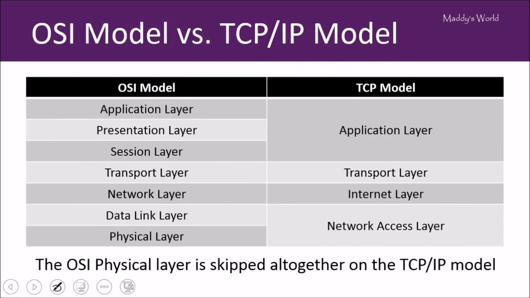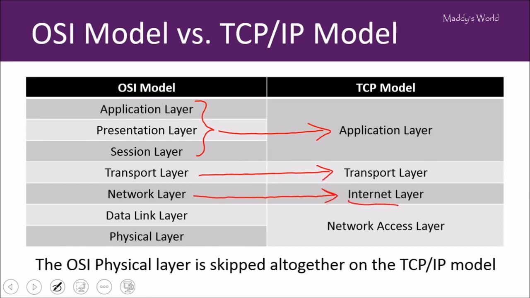And here's how that matchup occurs. Note that in the OSI model, the application layer, the presentation layer, and the session layer match up with the application layer in the TCP/IP model. Transport layer is the only one that remains the same. The network layer is actually called the internet layer in the TCP/IP model, and then the network access layer is actually referencing the data link layer. The physical layer is entirely skipped altogether in the TCP/IP model.